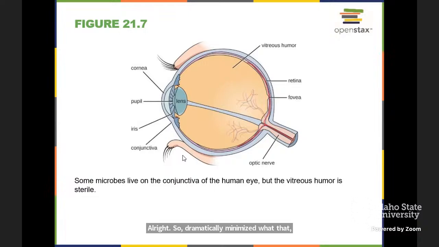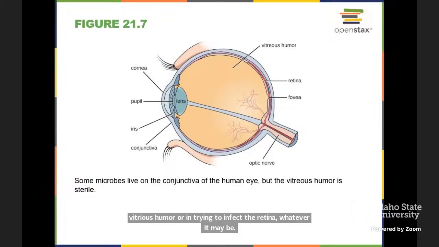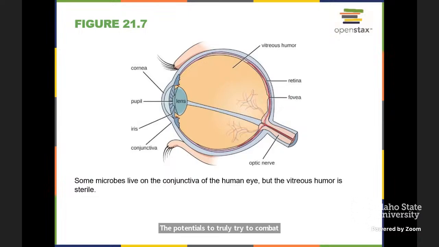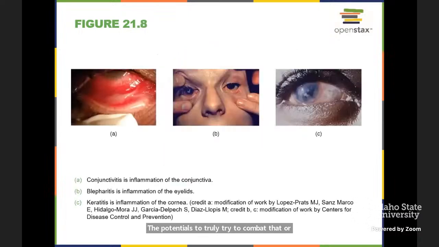All right. And setting the stage, if something truly is within the vitreous humor or in trying to infect the retina, whatever it may be, the potentials to truly try to combat that are dramatically minimized. So issues for sure. These pictures disturb me the littlest bit. And there's more disturbing images yet to come.